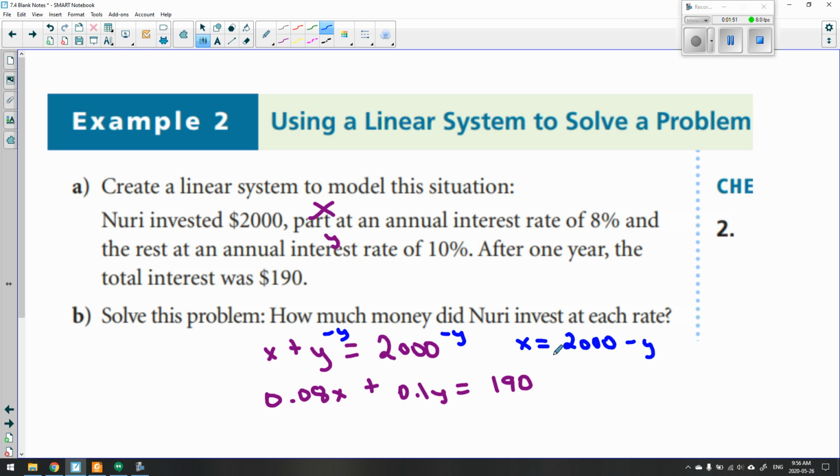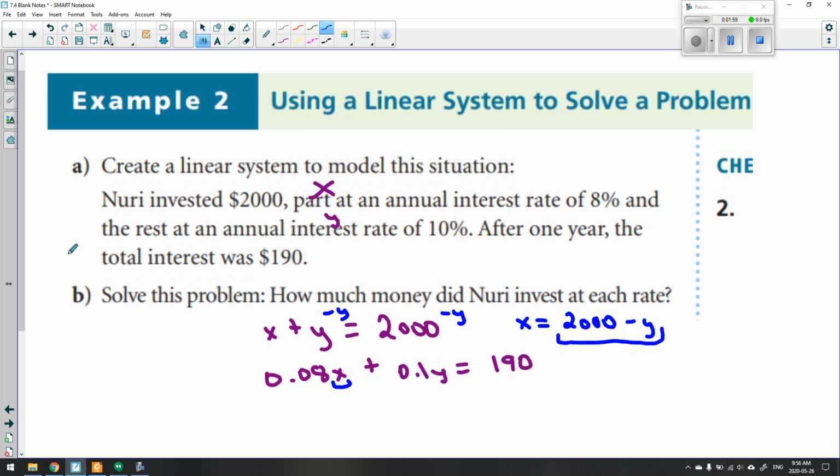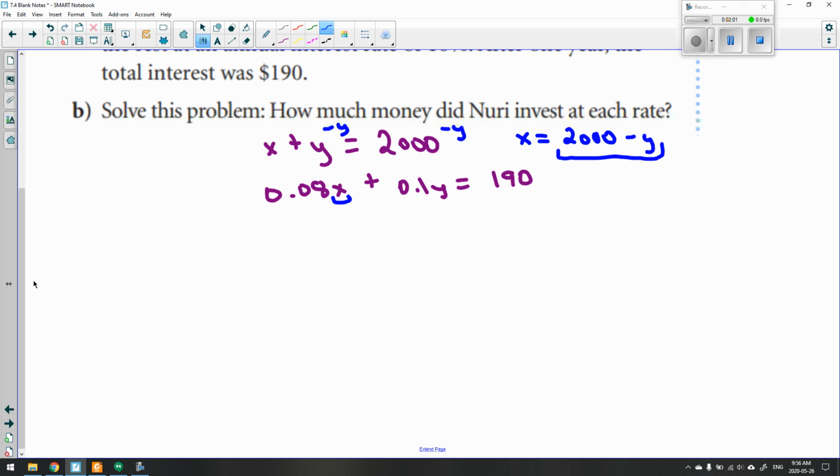So now we're going to take this value for X, substitute in that right here, and see where that takes us. So we end up with 0.08 multiplied by 2,000 minus Y plus 0.1 Y is equal to 190.